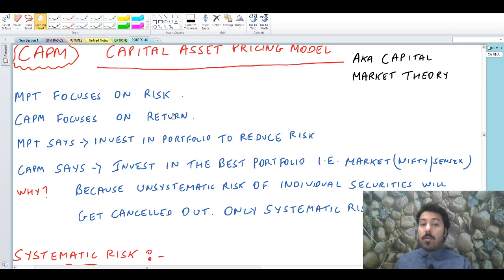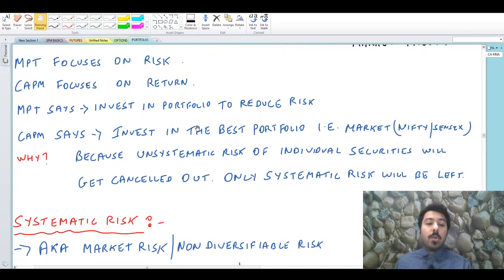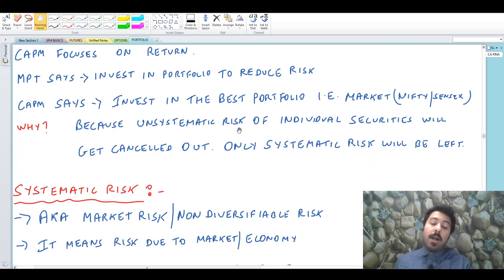CAPM focuses on return. MPT says you need to invest in a portfolio to reduce risk. Like when we invest in a portfolio, overall risk gets reduced. That's what we learned in MPT. What does CAPM say? It says that invest in the best portfolio, that is market, Nifty or Sensex. Why? Because unsystematic risk of individual securities will get cancelled out. Only systematic risk will be left.